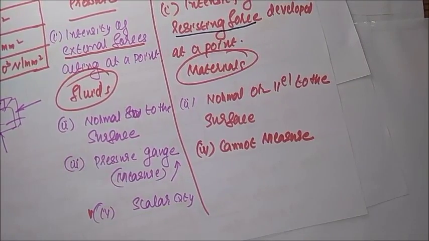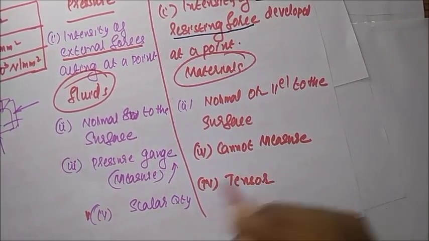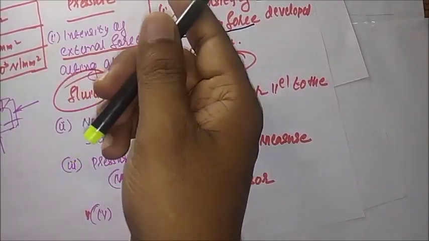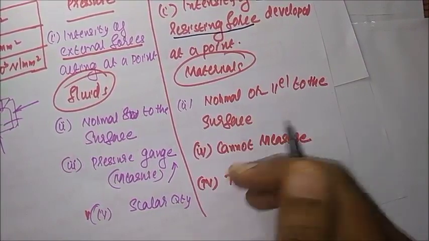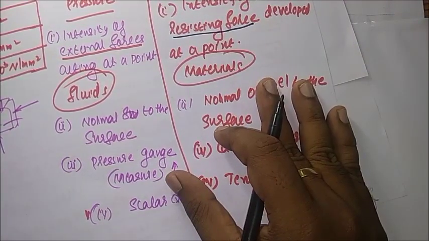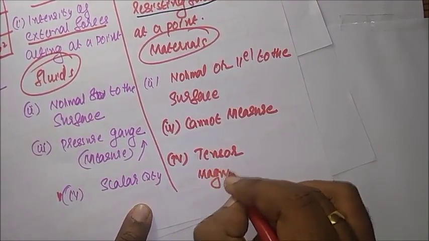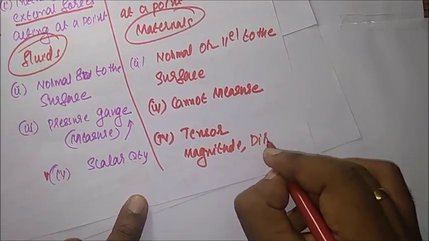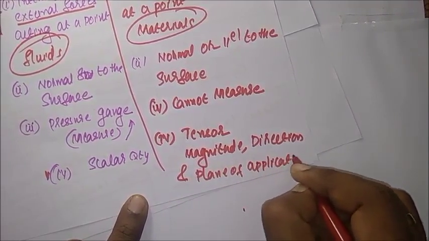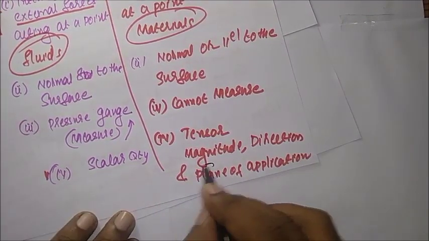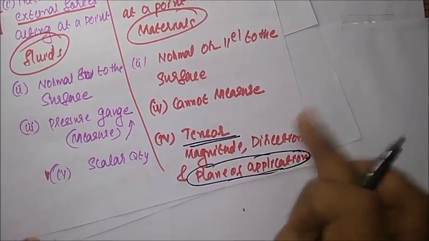Next, what is stress? Stress is a tensor quantity. What is a tensor quantity? The quantity which has only magnitude is known as a scalar quantity. The quantity which has both magnitude and direction is known as a vector quantity. The quantity which has magnitude, direction and plane of application, that is an important word, plane of application, is known as a tensor quantity.